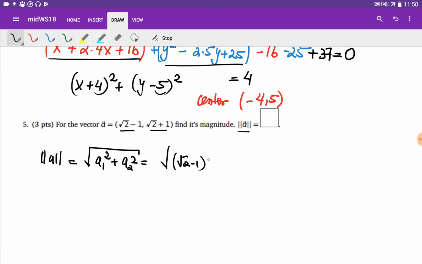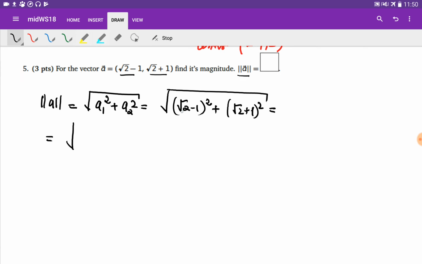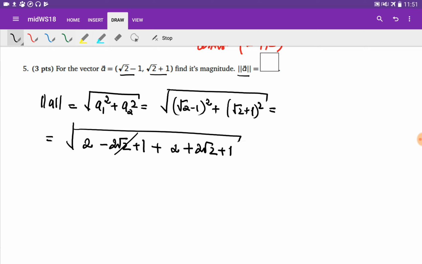So it is going to be the square root of the square of the first component, square root of t minus 1 in the square, plus the square of the second component, square root of t plus 1 in the square. Then we need to add them and take the square root. It's going to be t minus t square root of t plus 1 plus t square root of t plus 1. So we can cancel these t terms, and what is left is simply square root of 6. So I can write here square root of 6.